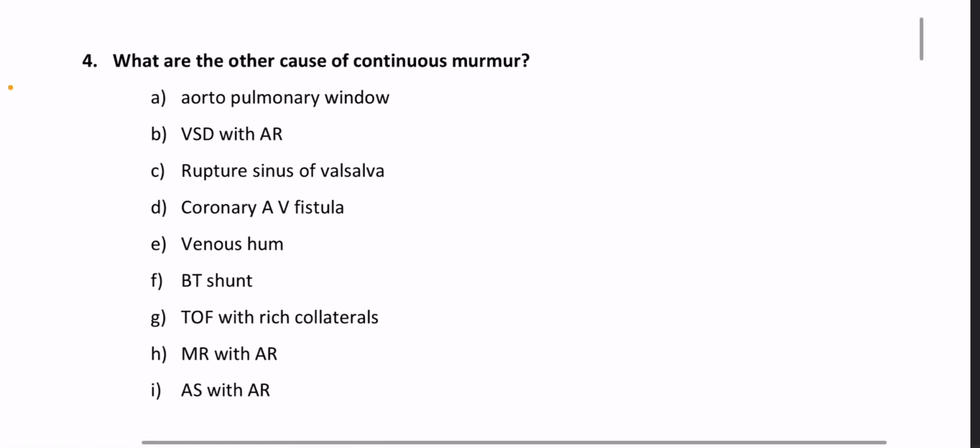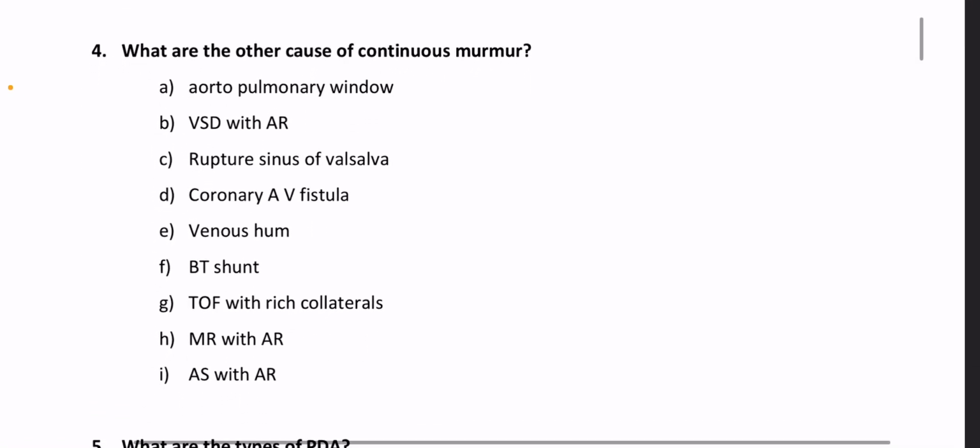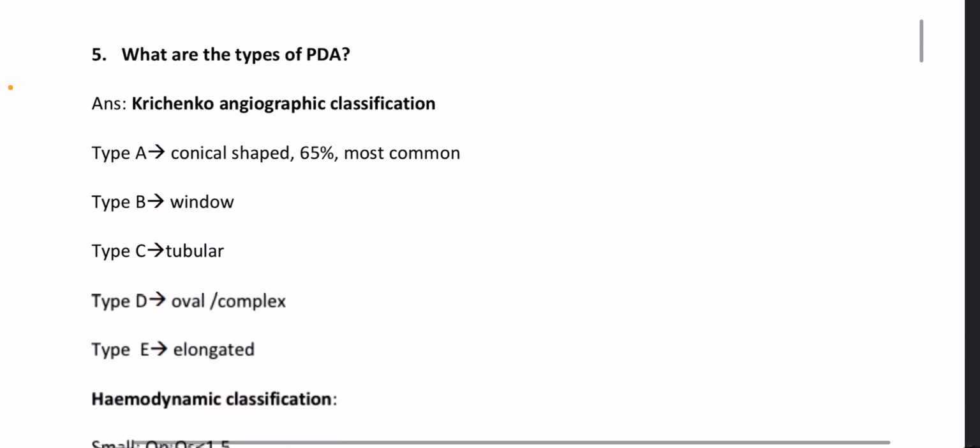What are the other causes of continuous murmur? Aortopulmonary window, VSD with AR, ruptured sinus of Valsalva, coronary AV fistula, venous hum, BT shunt, TOF with rich collaterals, MR with AR, AS with AR. What are the types of PDA?